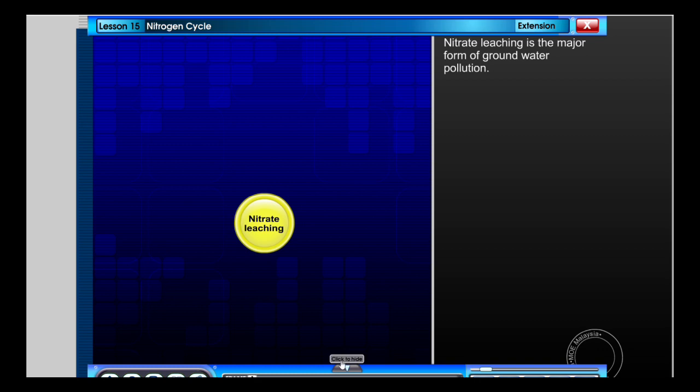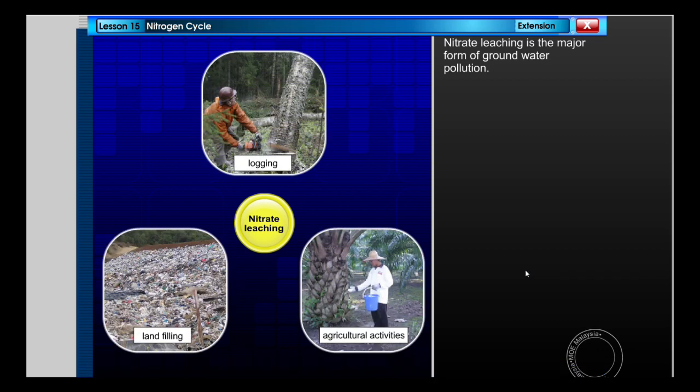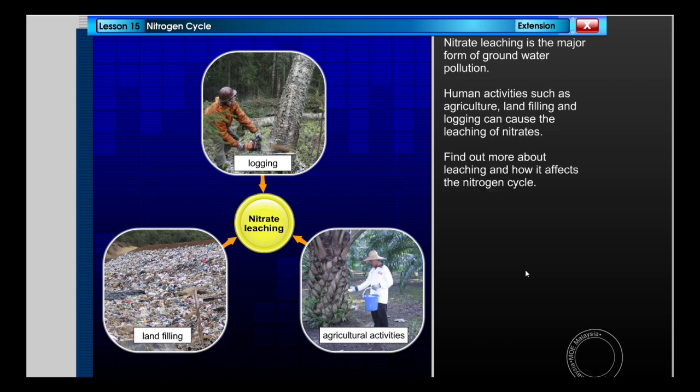Nitrate leaching is the major form of groundwater pollution. Human activities such as agriculture, landfilling, and logging can cause the leaching of nitrates. Find out more about leaching and how it affects the nitrogen cycle. Discuss in small groups. Present your answers to the class.